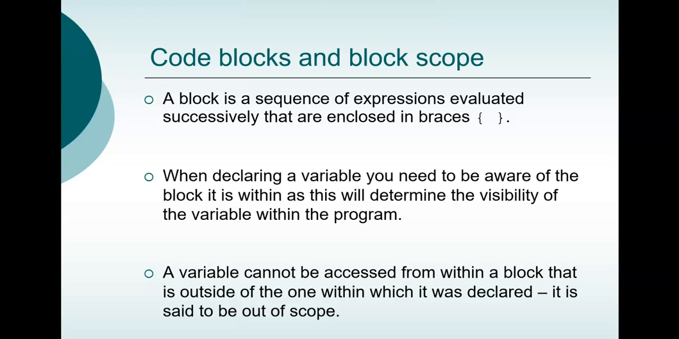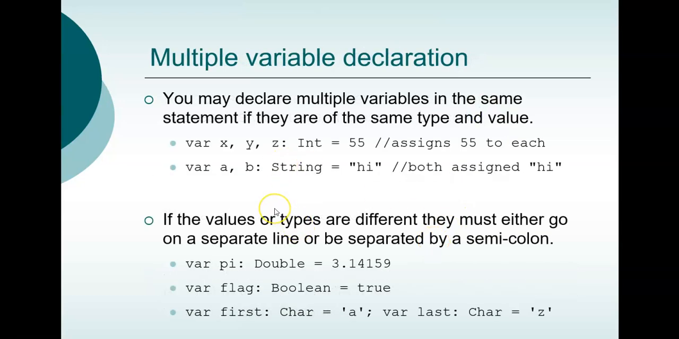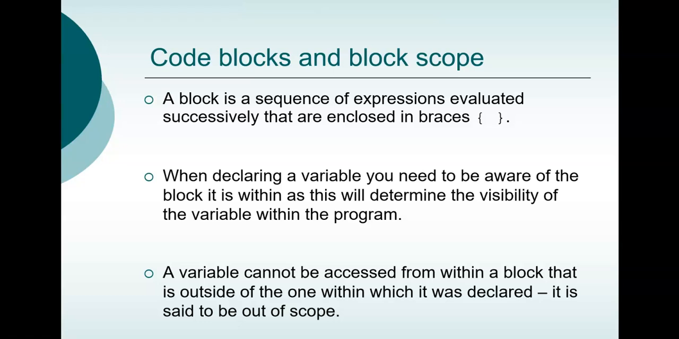Secondly, we have what we call code blocks and block scope. A block is a sequence of expressions evaluated that are enclosed in braces. So you see the braces over here. When declaring a variable, you need to be aware of the block it is within so that it will be visible within that block. A variable cannot be accessed from a block that is outside of it. So let's take an example so that you can understand.